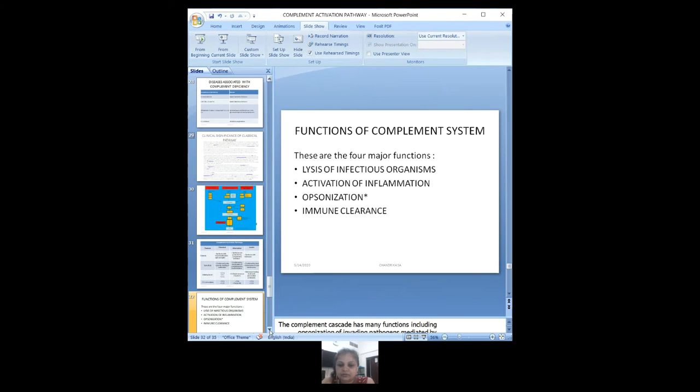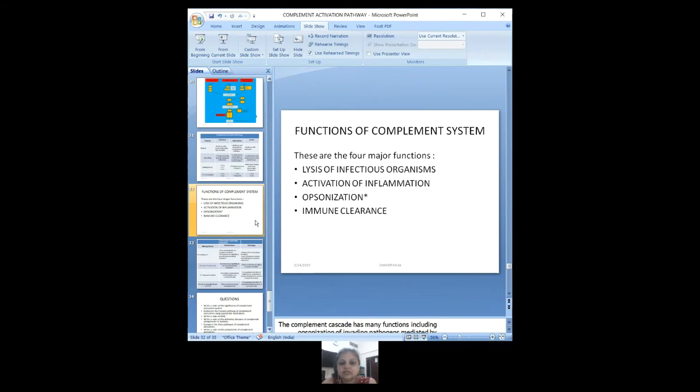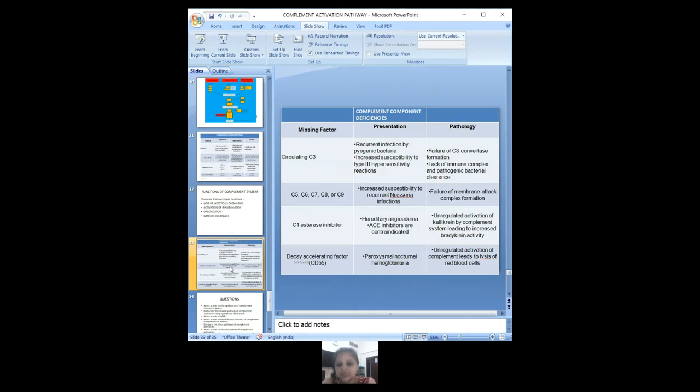Now the final thing here is the functions of the complement system. What are the major functions of the complement system? The major functions of the complement system are lysis of infectious organisms, activation of inflammation, opsonization, we have discussed opsonization, and immune clearance. In this slide again you can see the complement component deficiency, the deficiency of various complements.